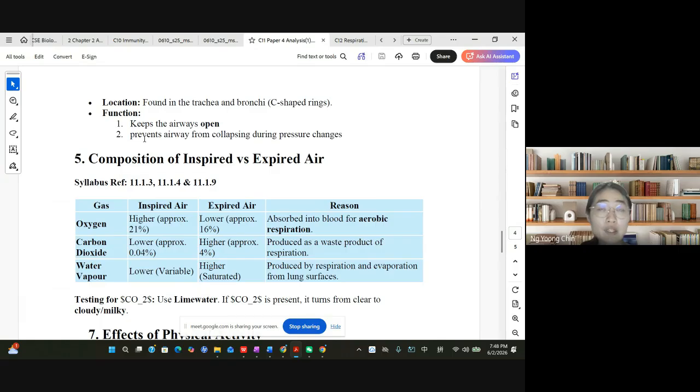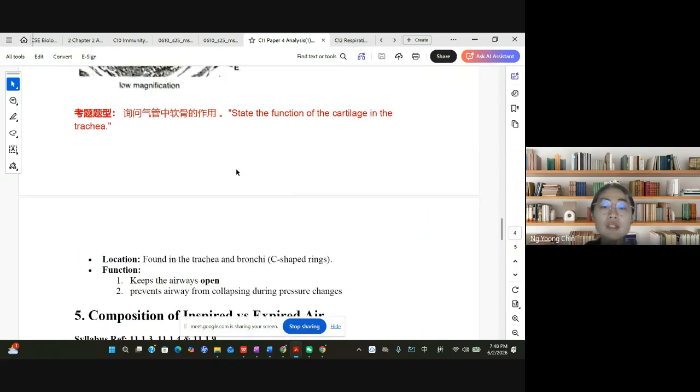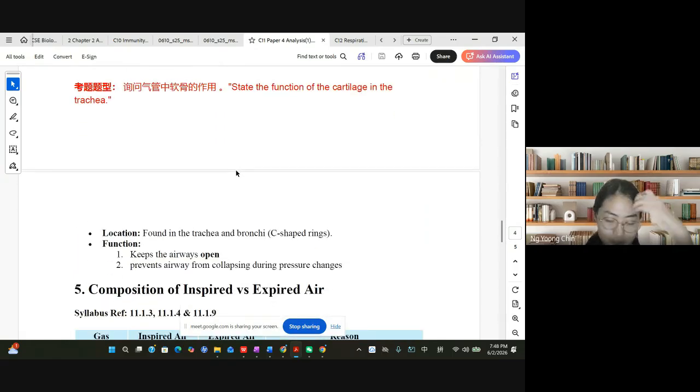So that's why your bronchiole, because you have a smaller tube, right, which just branches out from the bronchi. So that's why bronchioles don't have the cartilage, right? But bronchioles have another kind of structure. They have smooth muscle, but this is not in your syllabus.